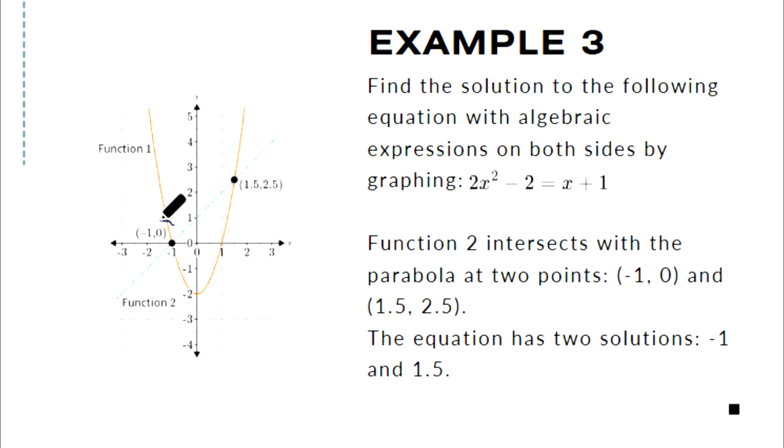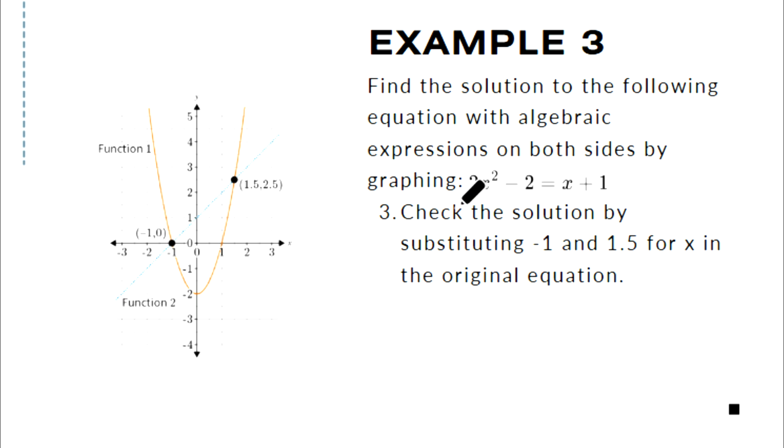Hey, look. They intersect right there and right there. And the only numbers that matter are the x values. So that means our solutions are negative 1 and 1.5. And then you're going to check the solution by putting these numbers into here.